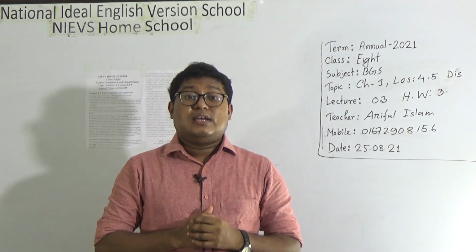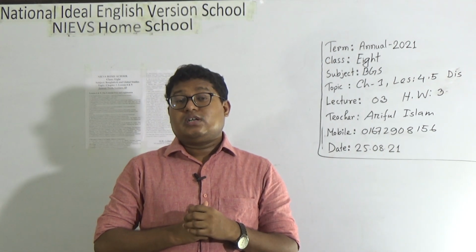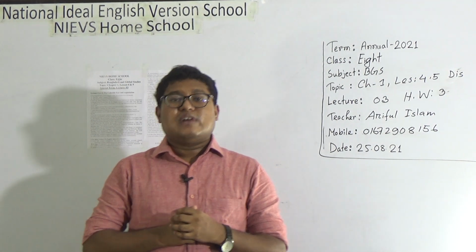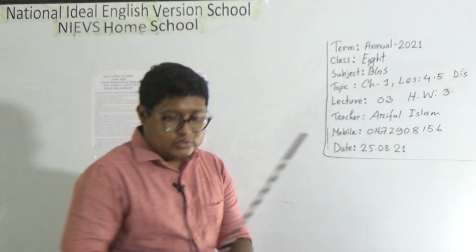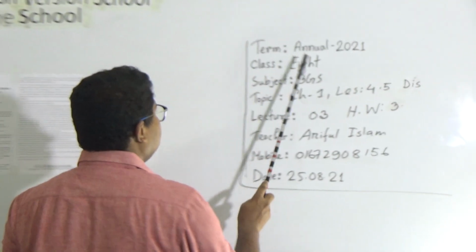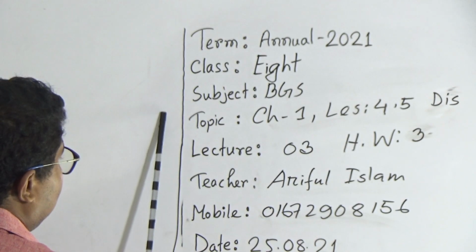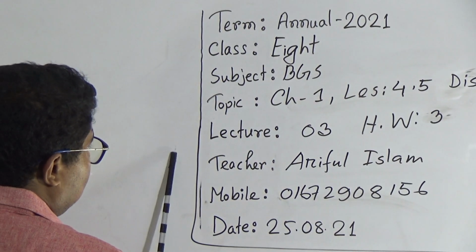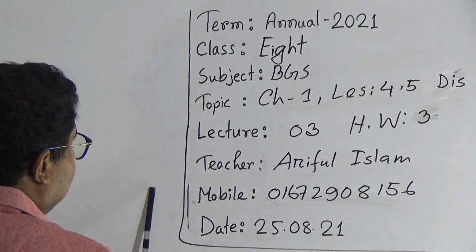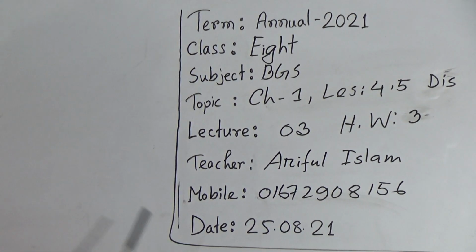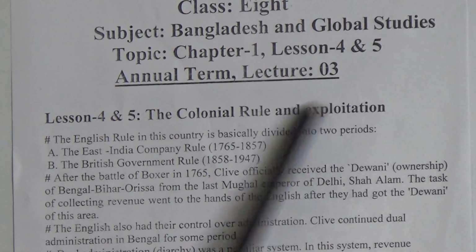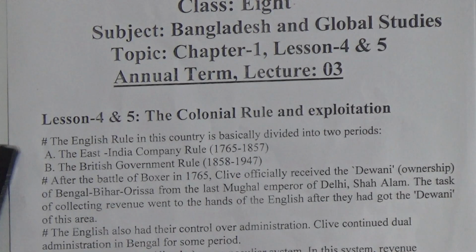Today I am going to take a BGS class for class 8 students. Our today's topic, Chapter 1, Lesson 4 and 5 discussions. So let's see our today's class. Term and World, Class 8, Subject BGS, Topic Chapter 1, Lesson 4 and 5 discussions, Lecture 3, Example 3, Teacher Ariful Islam. This is my mobile number and today's date. So, my dear students, our today's topic, Chapter 1, Lesson 4 and 5, in old term, Lecture 3.